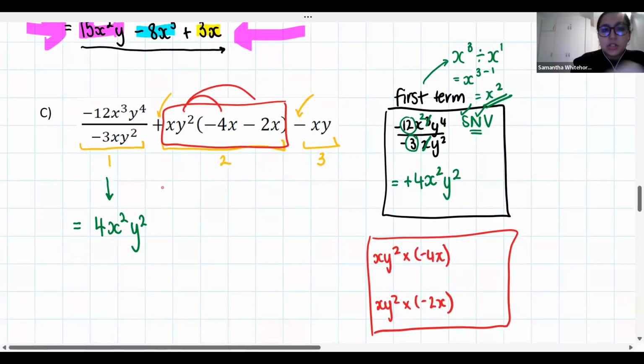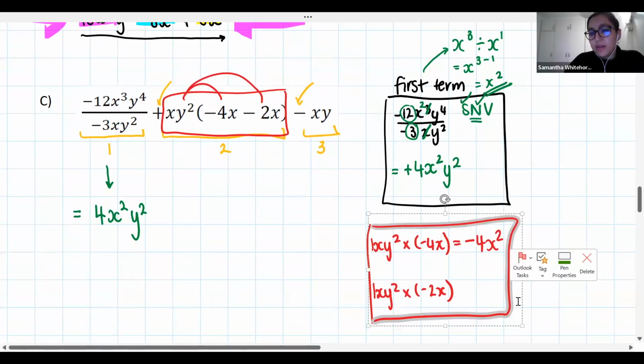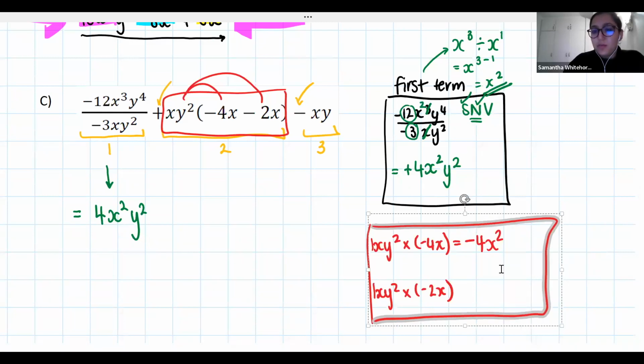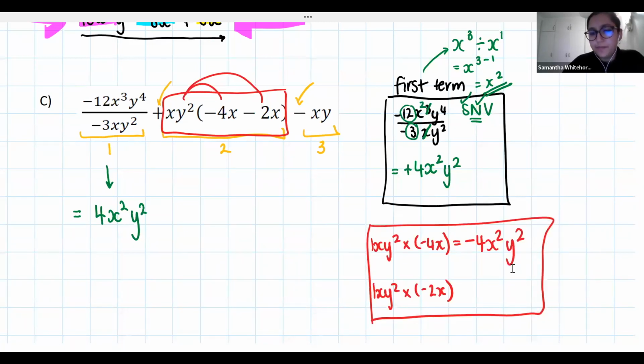So we've chosen to distribute. Positive times a negative is a negative. Remember, there's a 1 in front of those xy squared. So 1 times 4 is 4. X times x is x squared. And then you've just got the y squared sitting by itself. It's not been multiplied with anything, so I can't actually do anything with it. So we're just left with y squared.